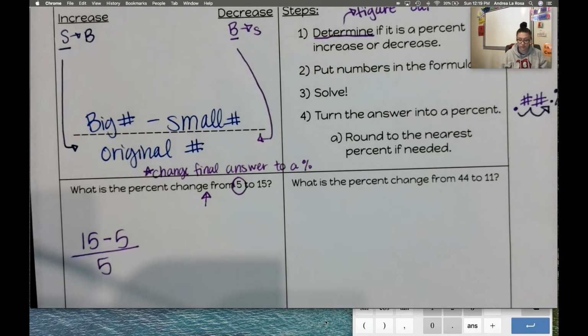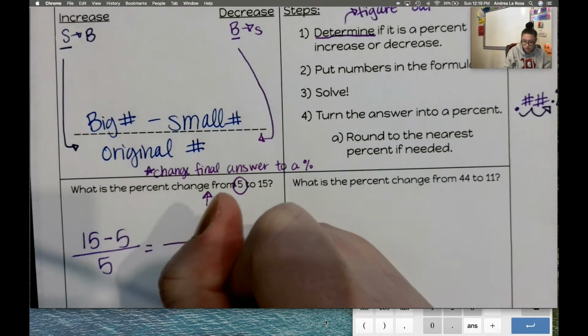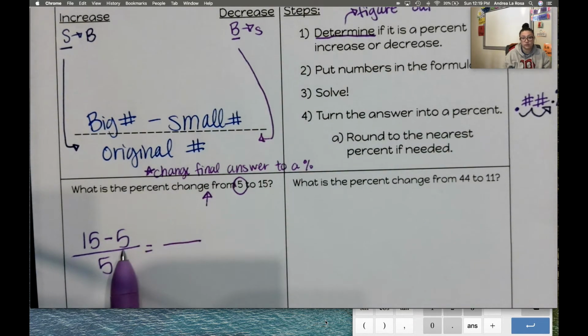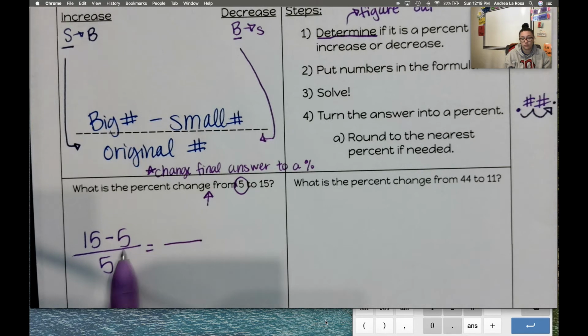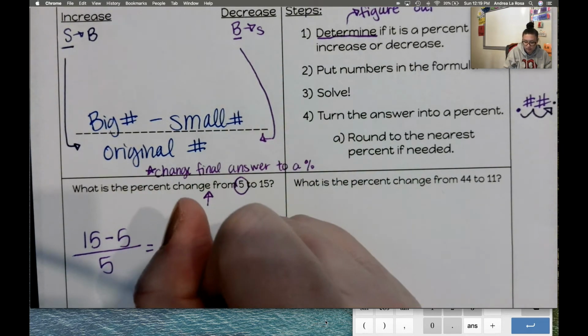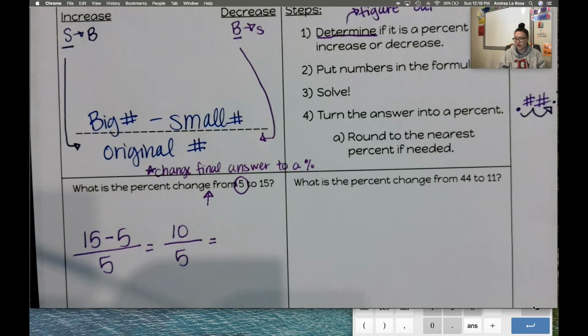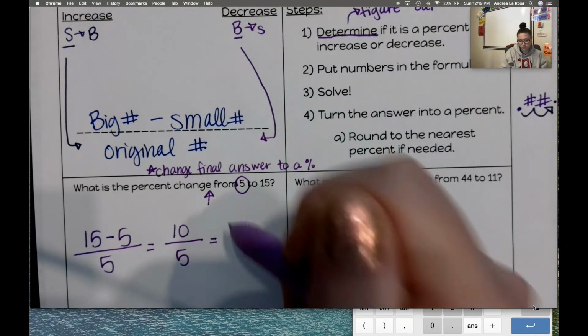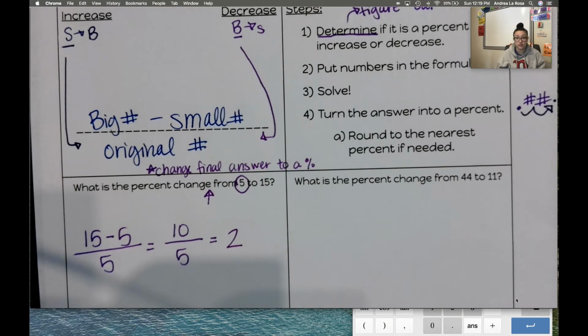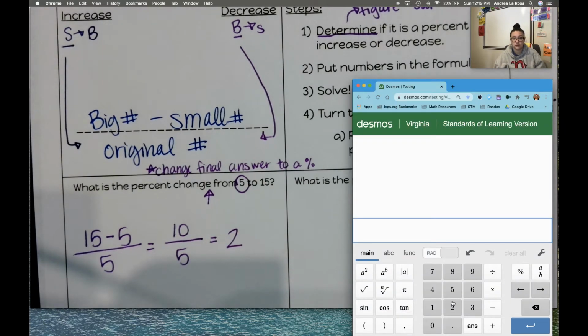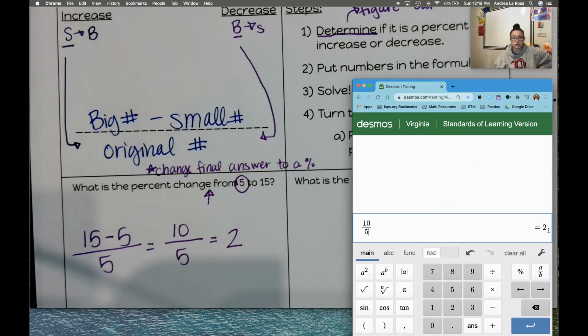And now we solve. What's 15 minus 5? 10. And then I keep my 5 on the bottom. And then I do 10 divided by 5. What is 10 divided by 5? 2. If you don't believe me, I put 10 divided by 5, and I get 2.